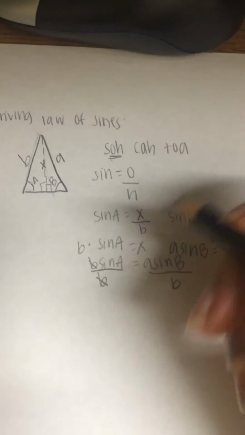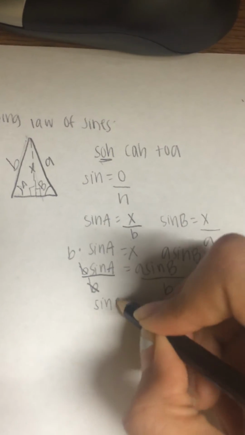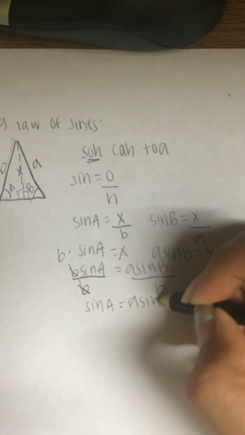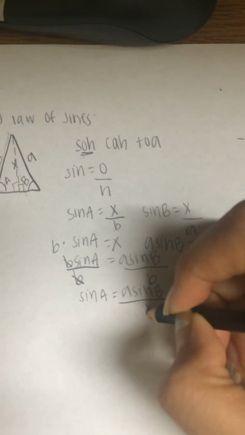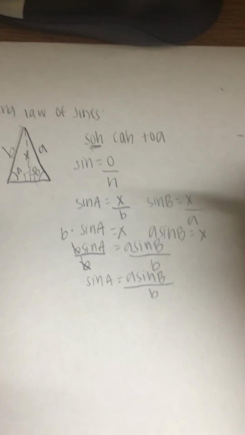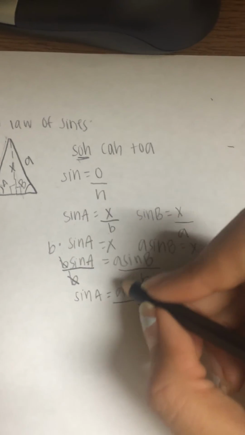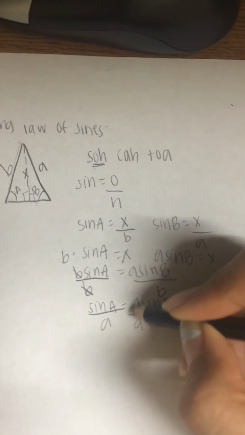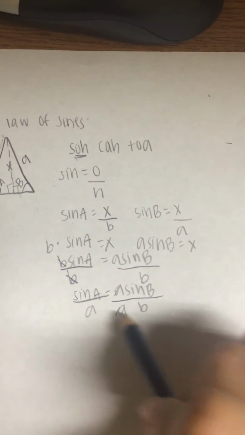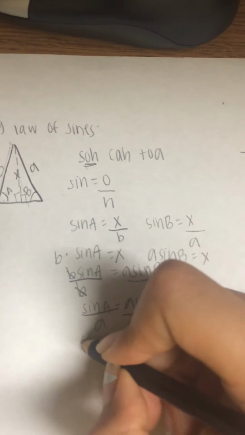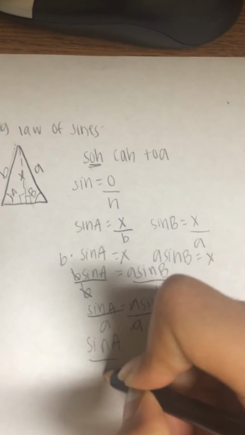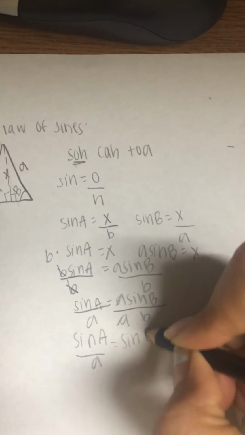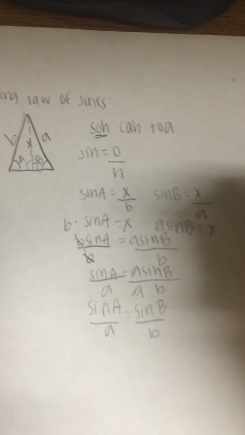Now this is going to cross out. This is going to give me sine of angle A equals a sine of angle B over side b. Now you're going to do the same thing here. You're going to divide both sides by a. This crosses out. And now you get these two formulas, which is only part of your formula. Sine of angle A over side a equals sine of angle B over b.